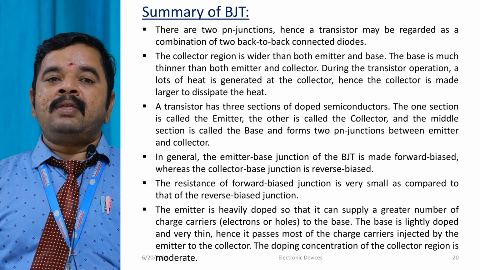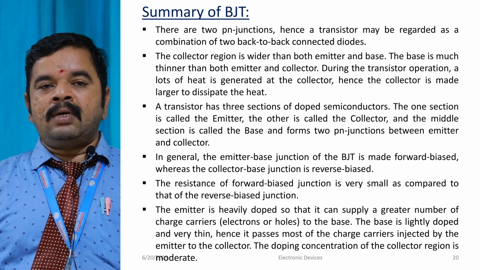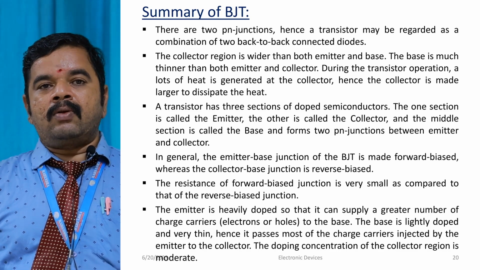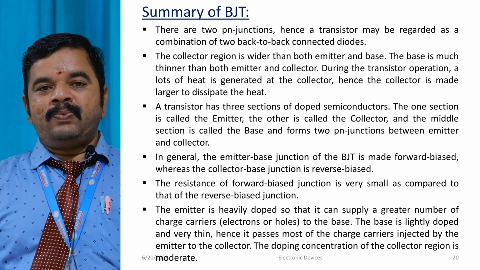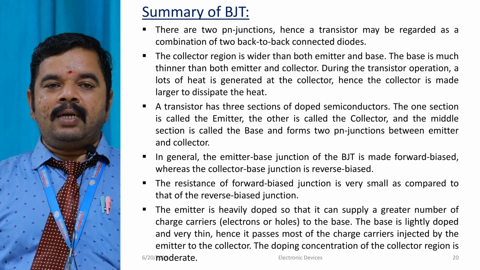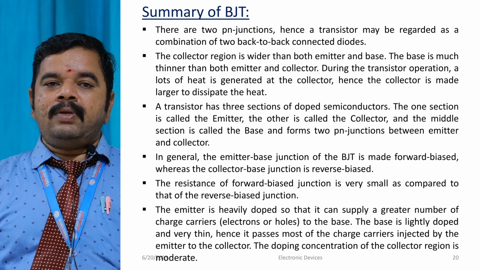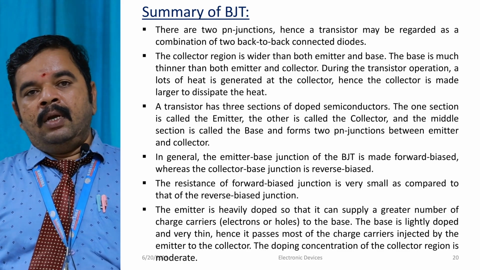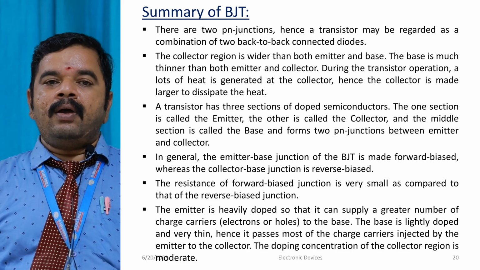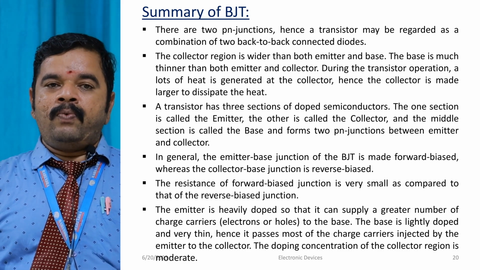The transistor can be used in three configurations: common base, common emitter and common collector. There are two characteristics: input characteristics and output characteristics. There are three regions of operation: cutoff region, active region and saturation region. So this is our summary of what we have completed on the BJT.